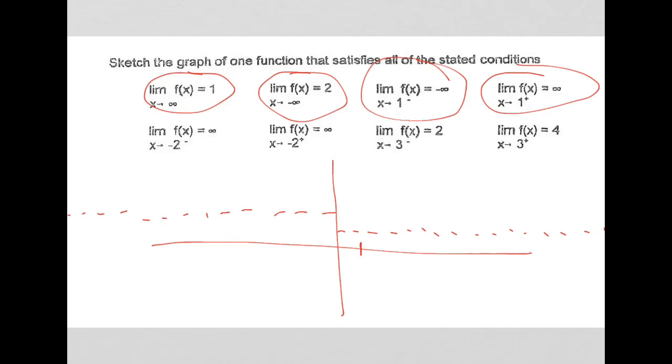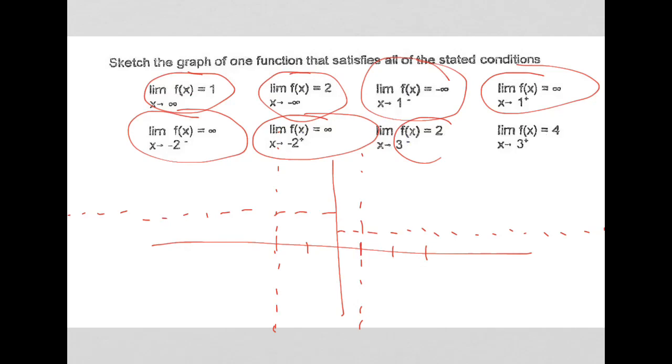So that tells me at positive 1, I have a vertical asymptote. The limit as x approaches negative 2 from the left is infinity, and from the right is also infinity. So that tells me at negative 2, I also have an asymptote there. And finally, if you look at the x value of 3, we've got a weird two-sided situation where from the left the function is at the y value of 2, and from the right it's at the y value of 4. So let's piece all this together.